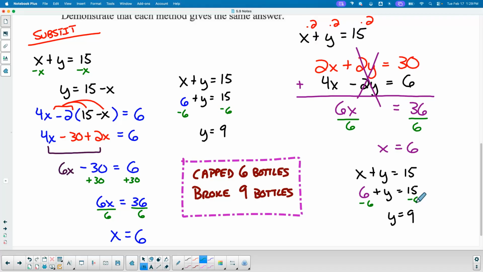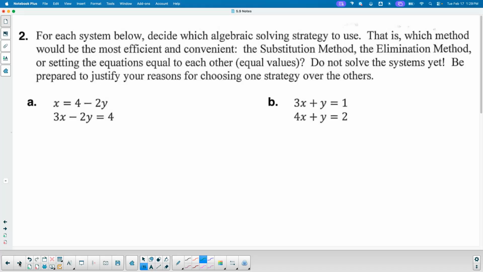Now, what I would like you to do is, on the next page, there are 4 problems. I want you just at your table, not to solve them yet. I just want you to determine which method you would use on it, and why. So you're just picking which method, substitution or elimination, you would use to solve all 4 of those. I'll give you 4 minutes to discuss those 4 at your table. Go.